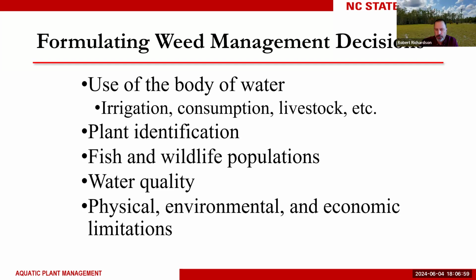Another question is, are fish and wildlife being managed in that area? What do we need to do to protect habitat for fish and wildlife populations if those are important to the water body being managed? What is our water quality in the water body, and what do we want that water quality to be? We would like to come out of a management program with improvement to water quality if possible. And then every site's going to have physical and environmental constraints to what can be done, whether it's water flow, slope, things of that nature. And then, of course, there are also economic limitations. What can we afford to spend or invest towards management?